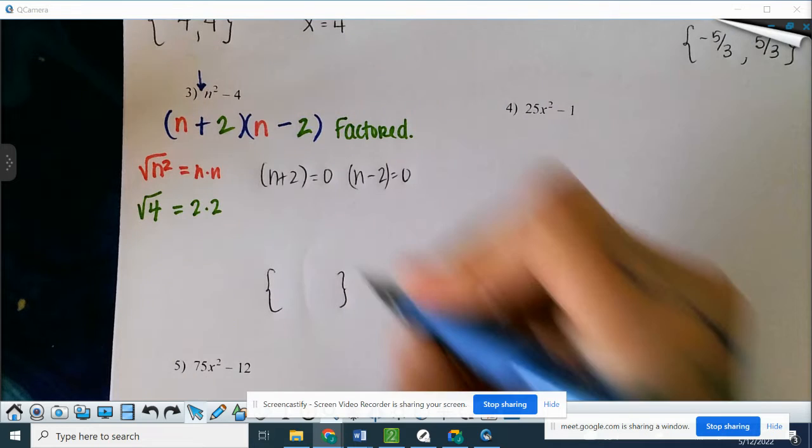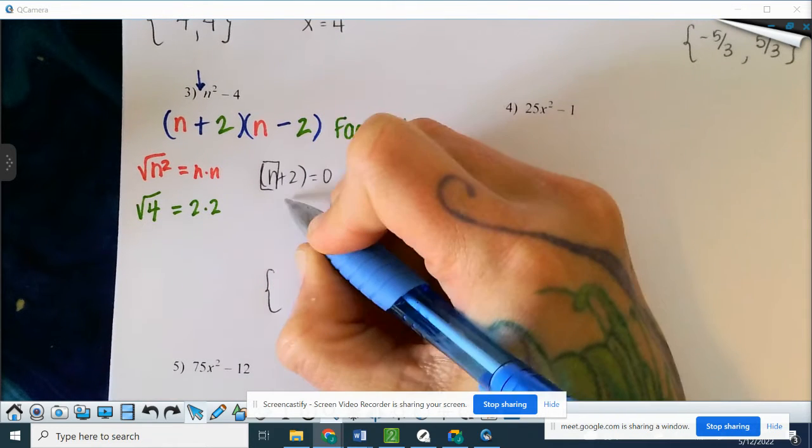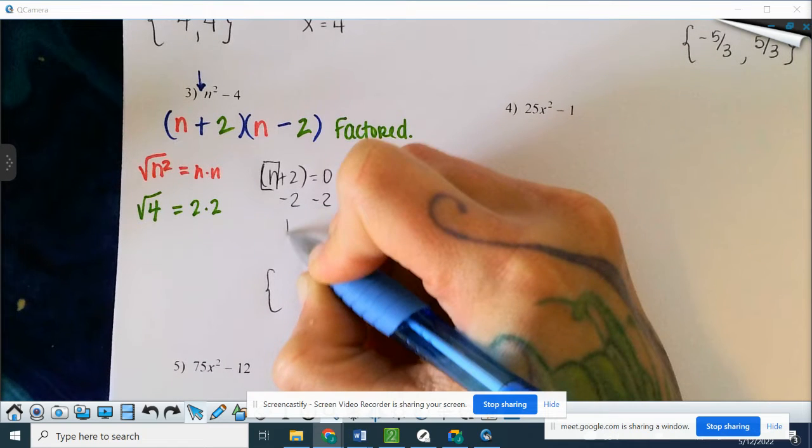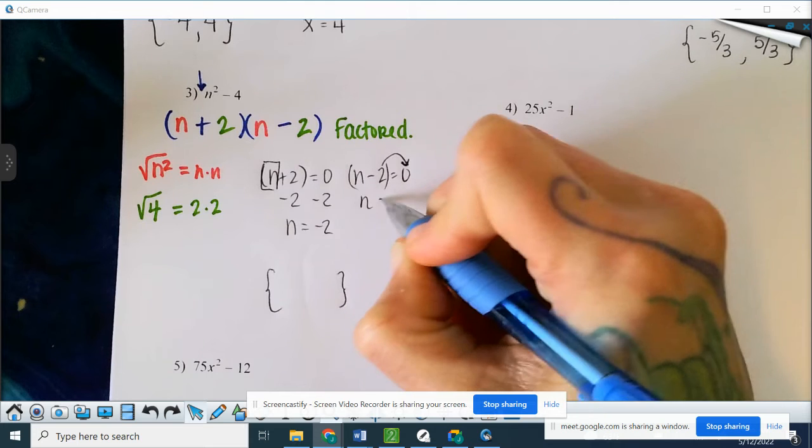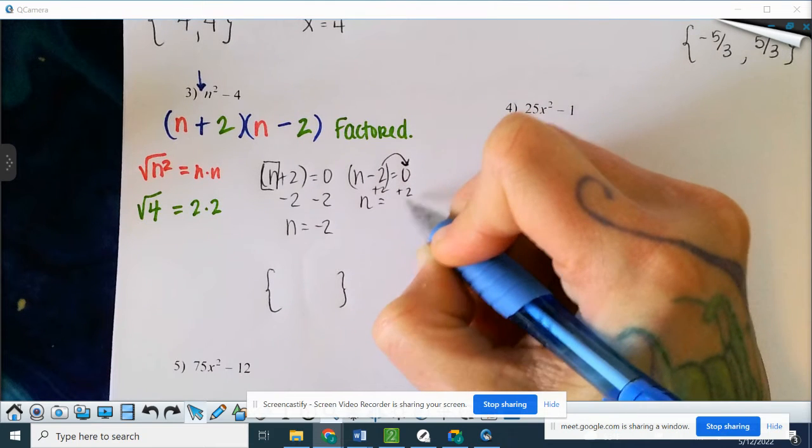Close. So I need to leave the n by here. I'm going to subtract 2 from both sides. So n equals negative 2. This negative 2, we're going to move it across. So n equals, we're going to add 2 to both sides. So n equals positive 2.